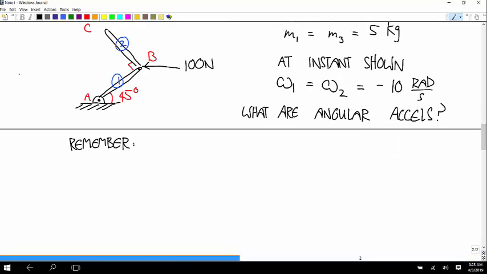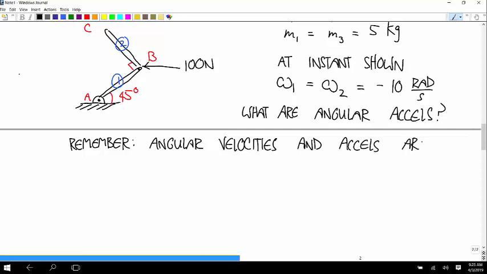So remember, angular velocities and accelerations are given with respect to the coordinate system.